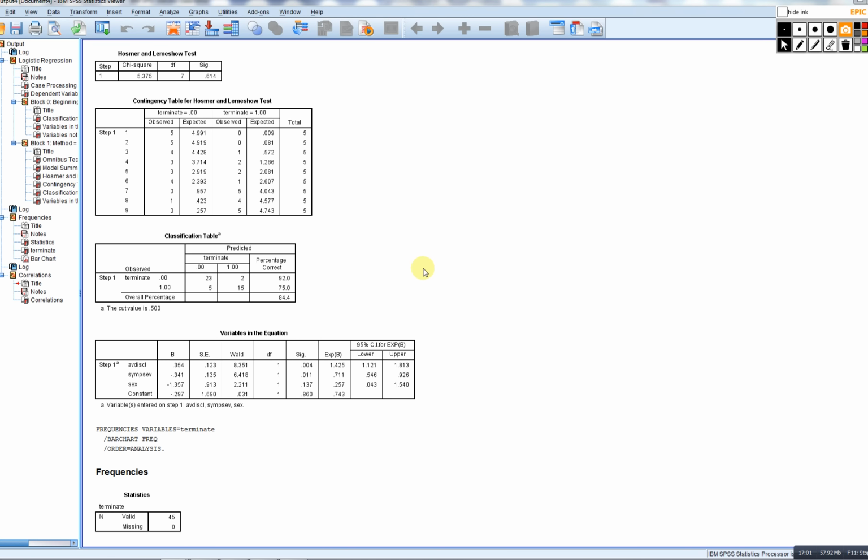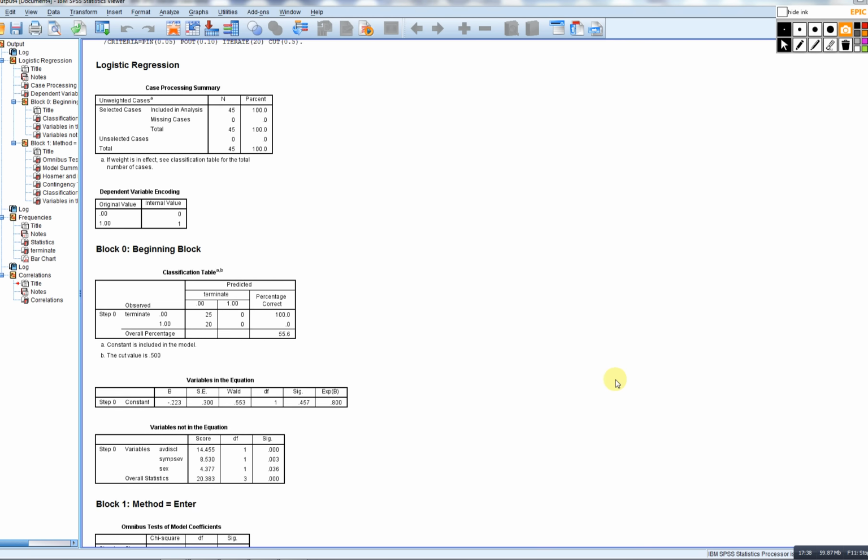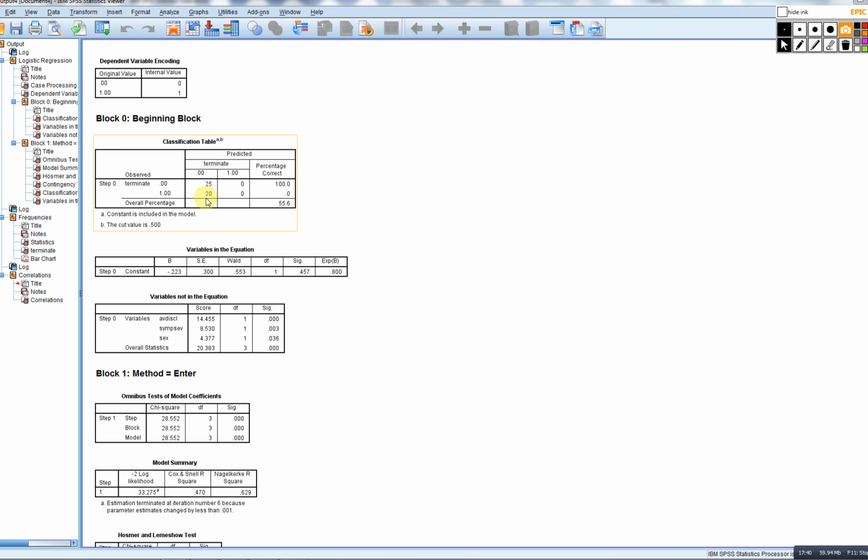So for starters, if we look under observed right here, this is our variable, and we have those individuals who did not terminate within 2 months and those individuals who did. Altogether, we had 25 cases. If we just take this value and add it together, that's 25 cases that were actually observed not to terminate within the first 2 months. And if we add these two values, we have 20 cases that did. Going back to that null model that I was showing you, we had 25 and 20 respectively for those two categories.